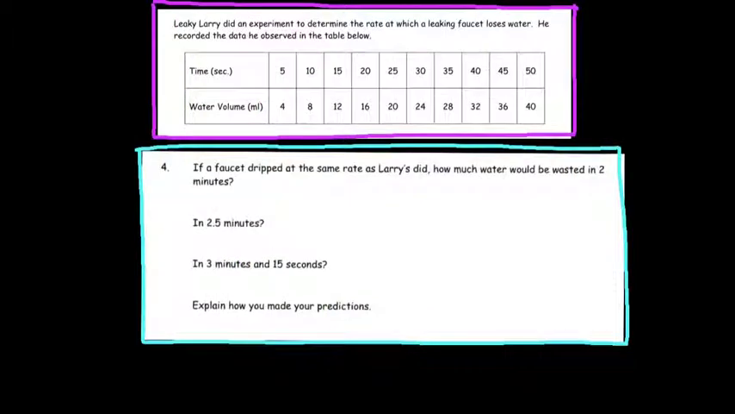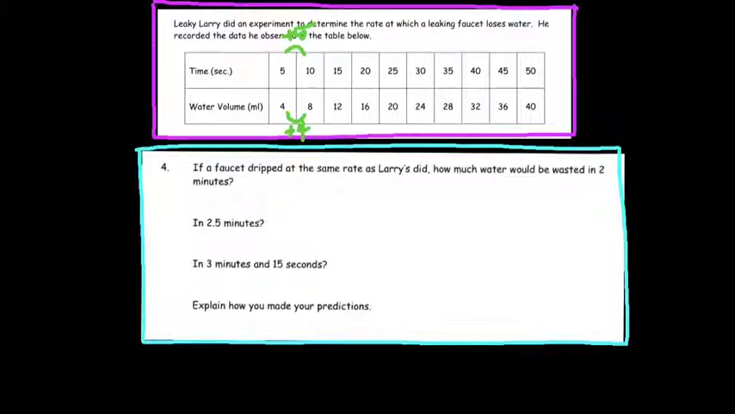Now that we've made our graph and analyzed our table a little more, let's make a few predictions as to how much water we would lose in a given amount of time. Remember, we are losing 4 milliliters of water every 5 seconds. I got that because my milliliters are changing by 4, meaning I'm losing 4 more, and my time is changing by 5.